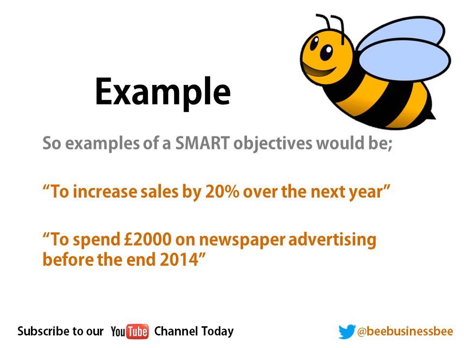Think about the second one. We've got a number, a physical amount of money we've got to spend. So have we spent £2,000 on newspaper advertising before the end of the year? If we have, then great, we've achieved it. If we haven't, then no, we haven't achieved it.